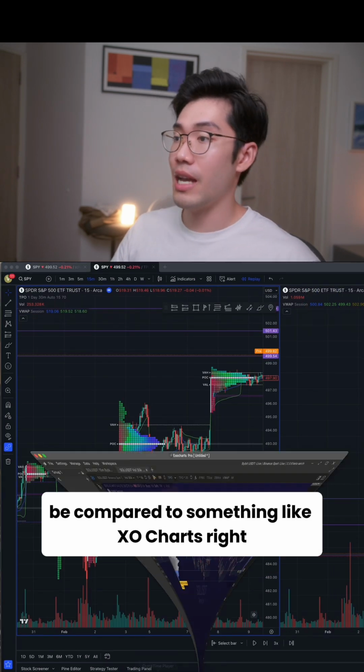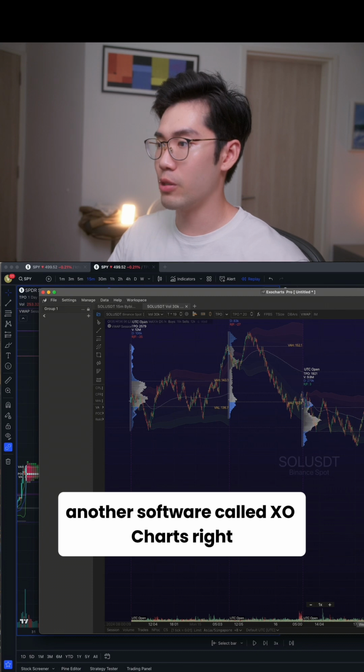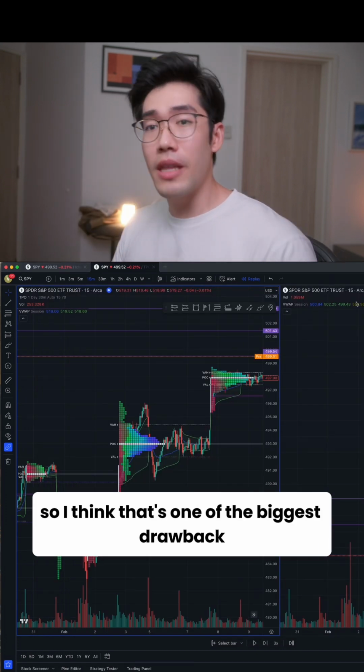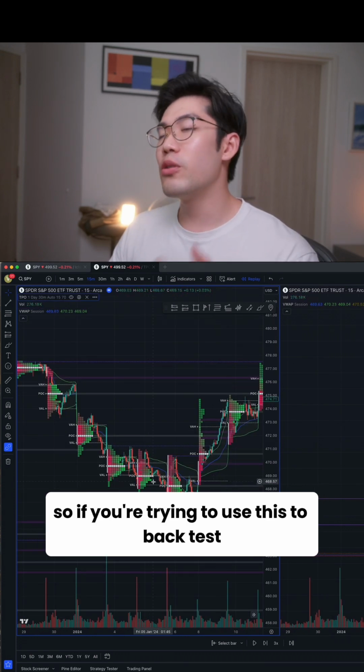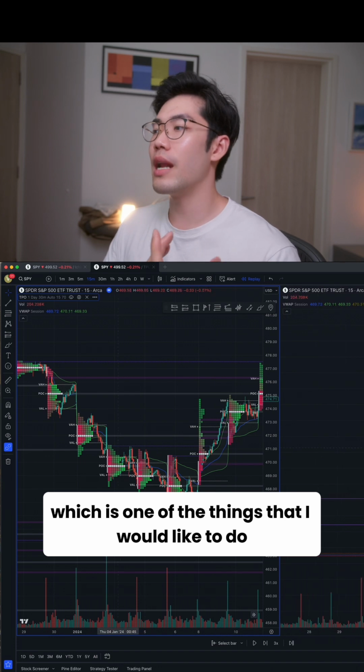You compare it to something like Excel charts, right? So if I'm going to merge a profile on another software called Excel charts, right click, merge profile, boom, it's done. This is what I normally expect. So I think that's one of the biggest drawbacks. If you're trying to use this to backtest, it's going to be very slow, which is one of the things that I would like to do.